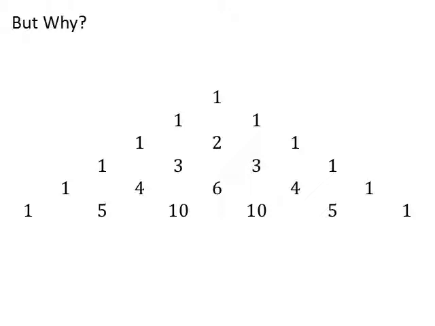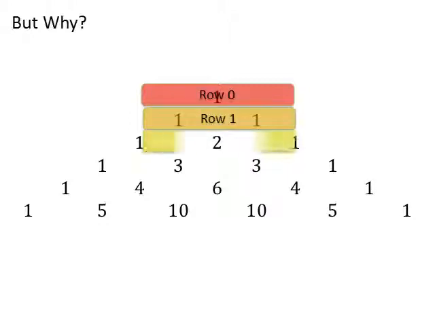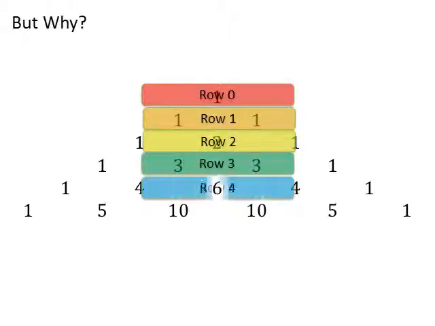But why do we need Pascal's triangle? Well, Pascal's triangle is numbered like this. The first row is row 0, the next row is row 1, then row 2, row 3, row 4, and row 5. It's easy to remember the row numbers because the second number in the row is the row number. So you see 1, 2, 3, 4, 5.